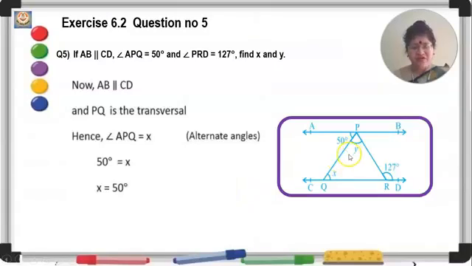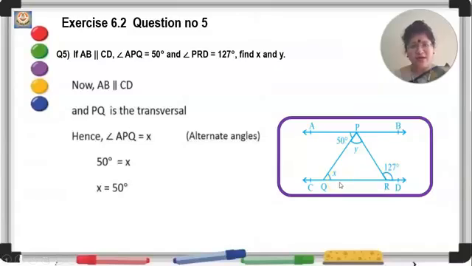Here they have mentioned that AB is parallel to CD and angle APQ is 50. So let us find out the measure of angle X. Since AB is parallel to CD, PQ is the transversal. So when this is the transversal, don't you get Z-shaped angles? Look at this, APQ and PQD. They form Z-shaped angles, so they are alternate angles.